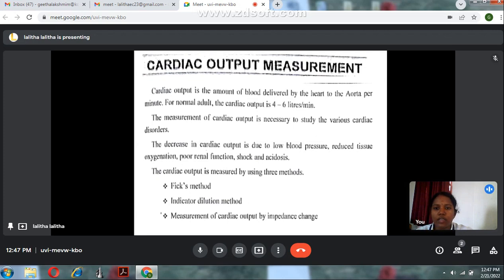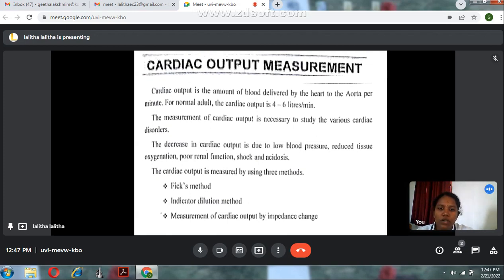A decrease in cardiac output is due to low blood pressure, reduced tissue oxygenation, poor renal function, shock and acidosis. These affect the cardiac output. Low blood pressure, reduced tissue oxygenation and poor renal function also affect the cardiac output measurement.